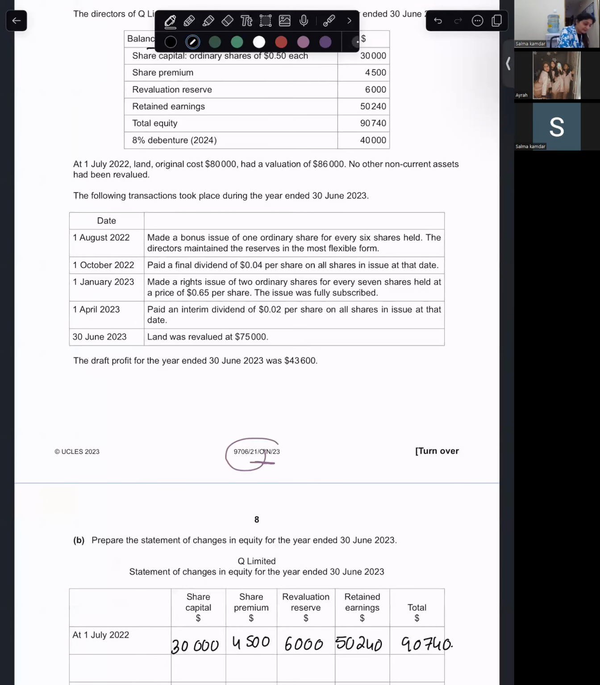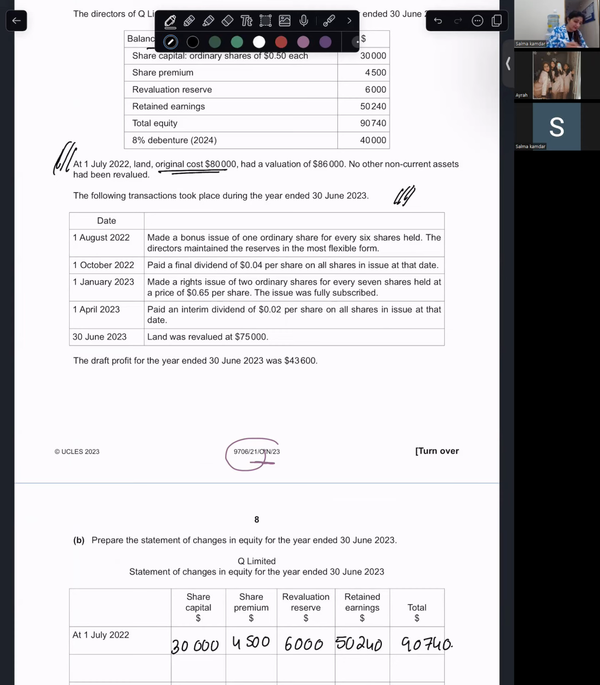Then I'll do the bonus issue. What is this? Oh, you're marking something. Original cost 80,000 had a valuation of 86,000. No other non-current assets have been revalued. So there was a land whose original cost was 80,000, but it had a valuation of 86,000. No other assets were revalued.